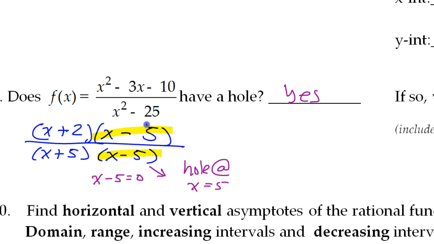How do we get the y value? We can use the function, but just the part that's left after you cancel out. Otherwise, you're going to get an error. You could use a calculator for this, but you should be able to do it without a calculator. So we have x plus 2 over x plus 5.